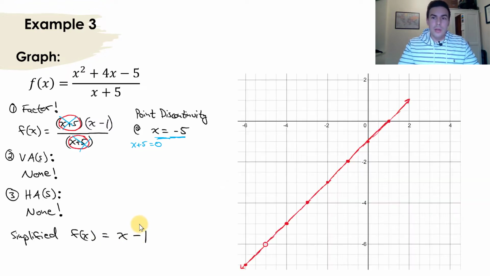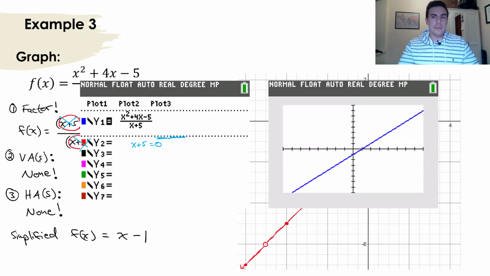However, be careful, because we do have this point discontinuity, which we can write as a hole in our graph just like this at x equals negative 5. Now, be careful, because one mistake that a lot of students make is you might check with your calculator what this looks like. If you plug this into your calculator, you are not going to see any point discontinuities on your calculator.